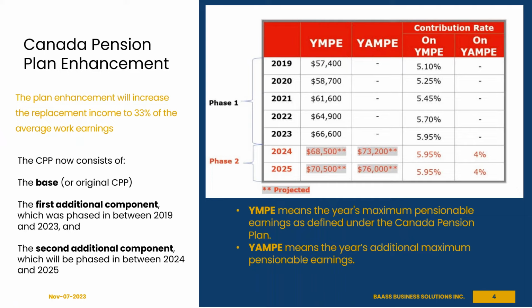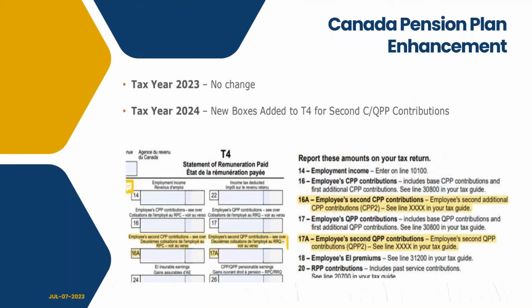The sample that you see on the screen is just a sample of projections, but since the time that this was published, we do have some additional information on that. So what does this mean? That means in 2023, there's going to be no change. So your T4 is going to remain the same. You're not going to be reporting any extra CPP. But in 2024, there will be new T4 boxes. And in fact, the new T4 that has been released, which is T4 23, includes the new T4 boxes.